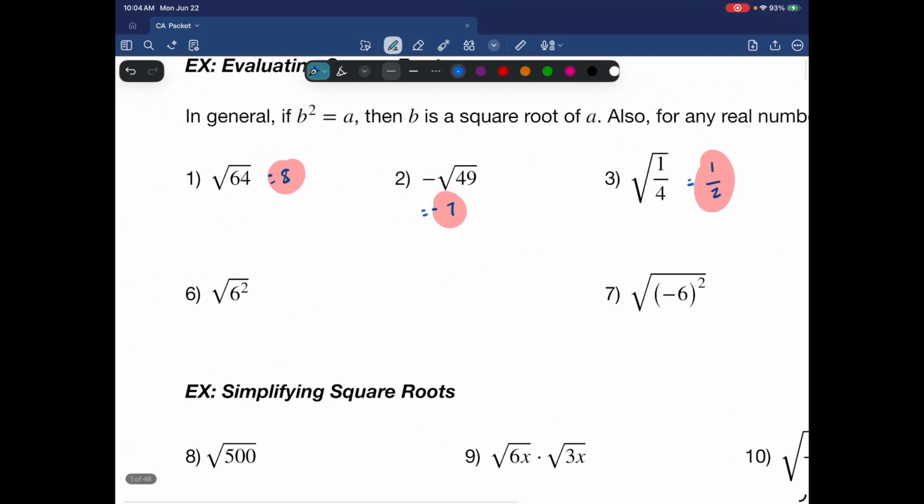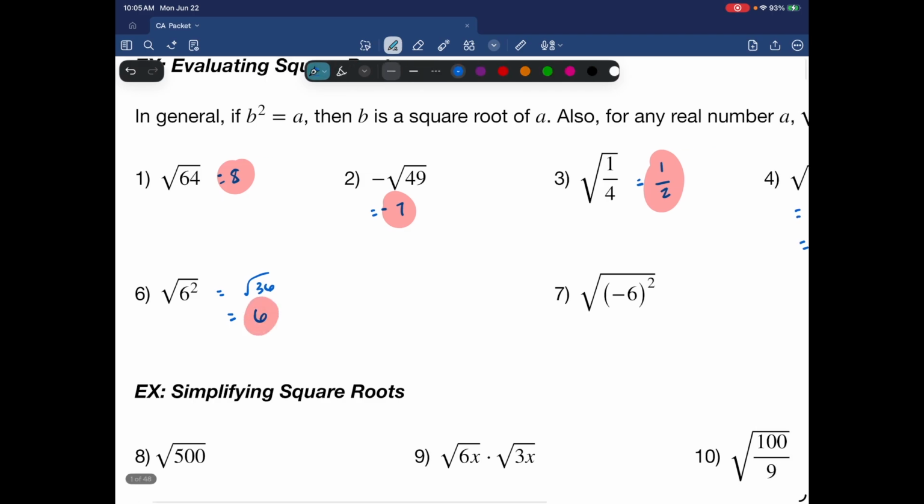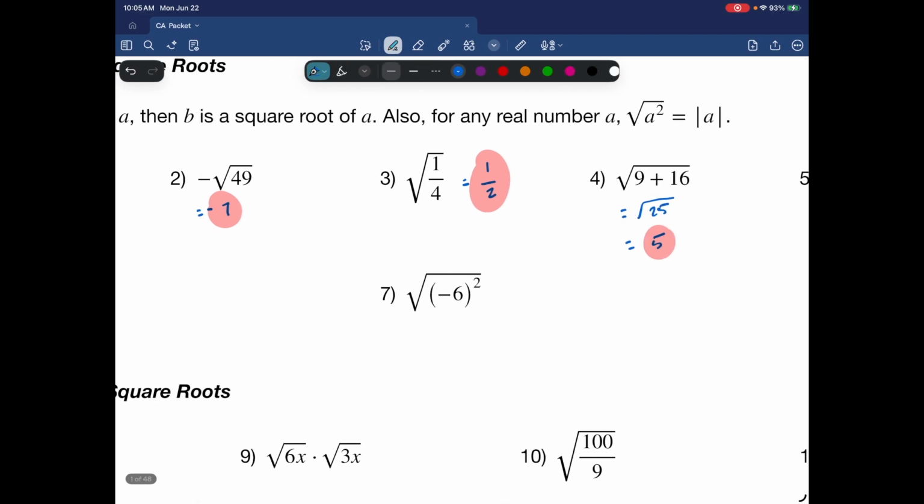On number 6, you've got 6 squared. 6 squared is 36. And then the square root of 36 is 6. Okay? And then on 7, once again, that negative is taken care of. So that's the square root of 36. And so my answer is 6. Okay.